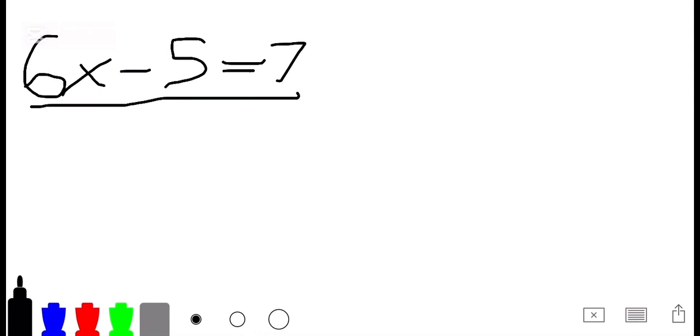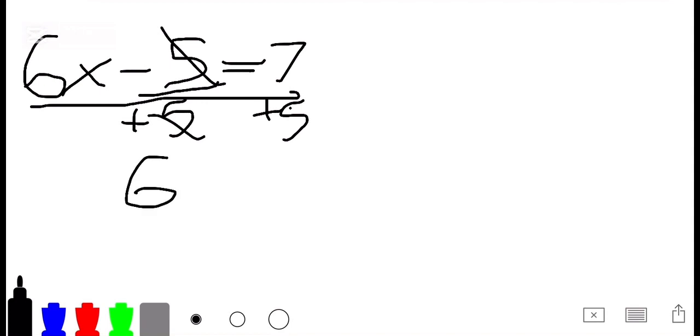Alright, so first thing we want to do is reverse BEDMAS. And we see this negative 5 over here. What we can do is add 5 right here. And we do this on both sides of the equation. So this leads to this being canceled out. We are left with 6x equals 7 plus 5, which is 12.